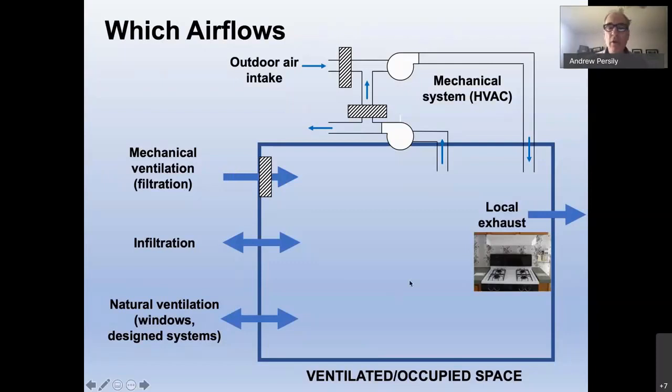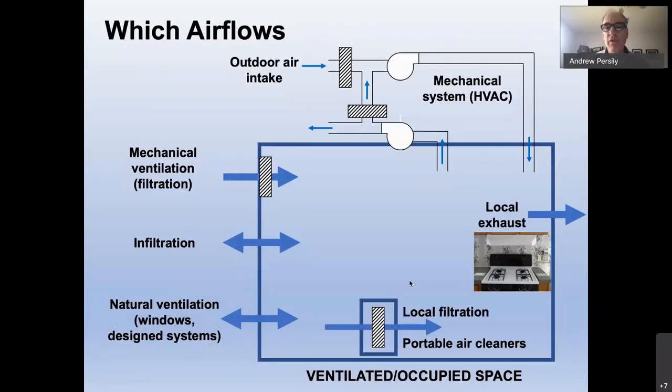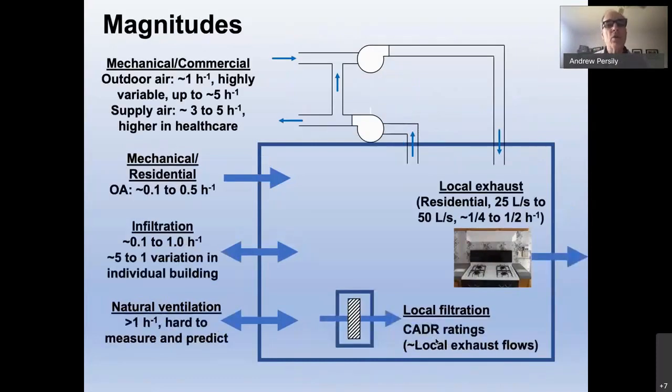And then the last airflow I want to mention are the airflows through local filtration systems or portable air cleaners that we're hearing a lot about today. So these are the airflows we're talking about, and each one has its own story, and maybe we'll hear about some of them later on. This slide just shows some of the magnitudes of these flows, but there really isn't time to talk about these during this presentation, but there they are nonetheless.